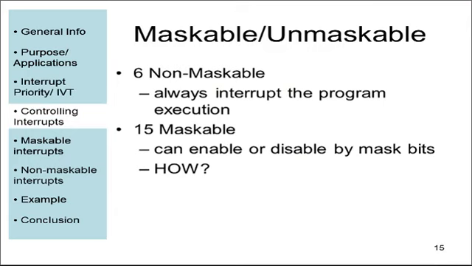There are 6 non-maskable interrupts. Non-maskable interrupts always interrupt the program execution, whereas there are 15 maskable interrupts. These can be enabled or disabled by the mask bits, which means we can either execute or ignore these maskable interrupts.